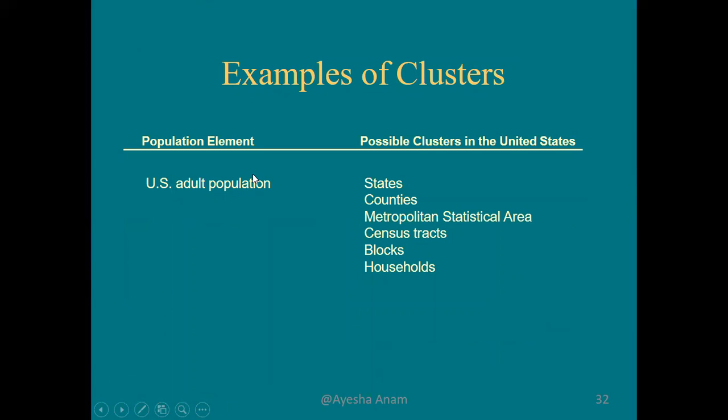Now, examples of cluster sampling. Suppose the population is US adults. So, what are the possible clusters of the United States? States, counties, metropolitan statistical areas, census tracts, blocks, and households. So these are the different clusters in the United States.